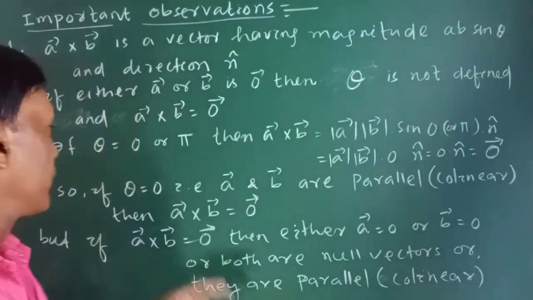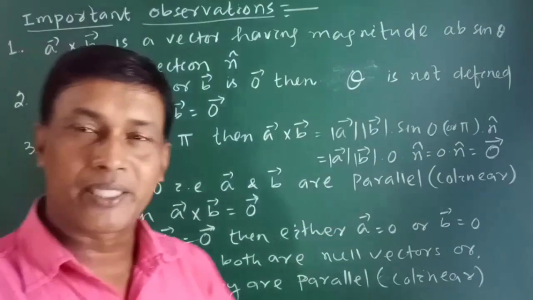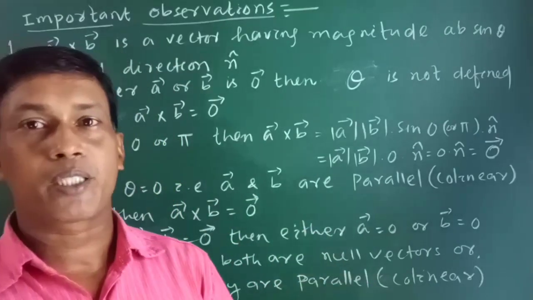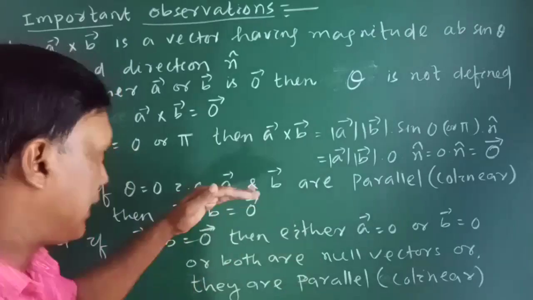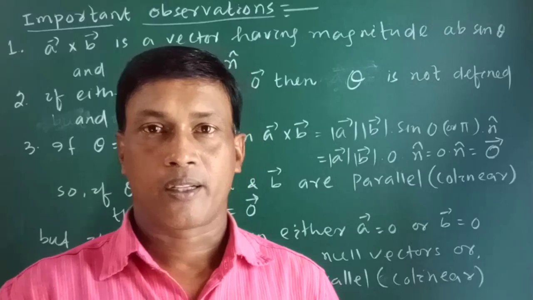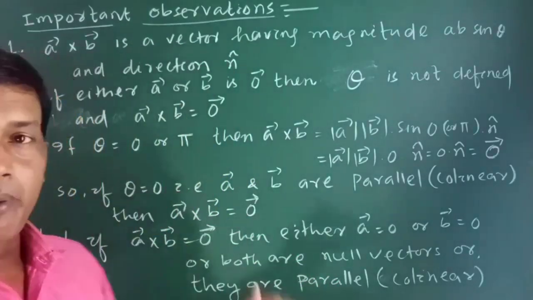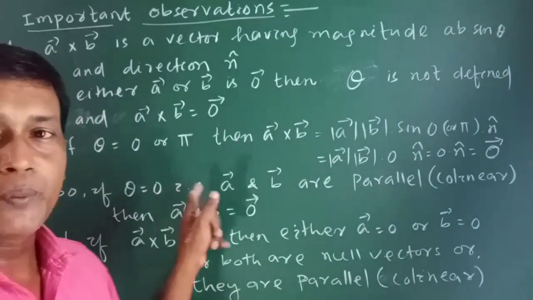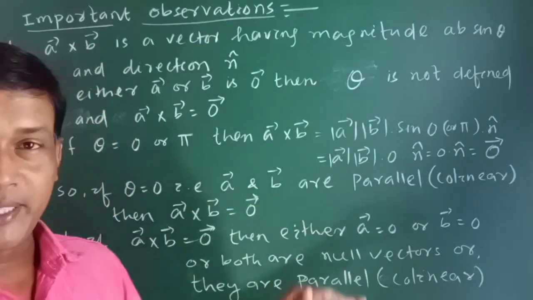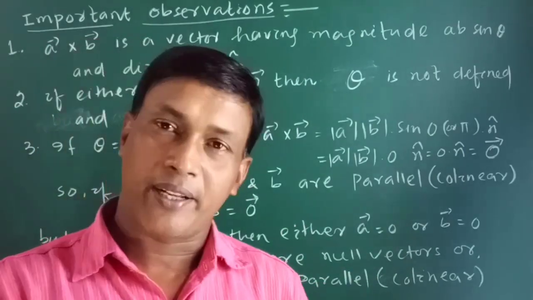So what happens when theta is 0, that is, two vectors are parallel? If theta is equal to 0, then the two vectors are parallel and collinear. In that case A cross B is 0 vector, and this is also known as the condition of parallelism. Two vectors will be parallel if theta is equal to 0 or the cross product vanishes.